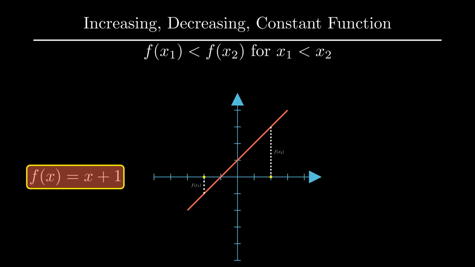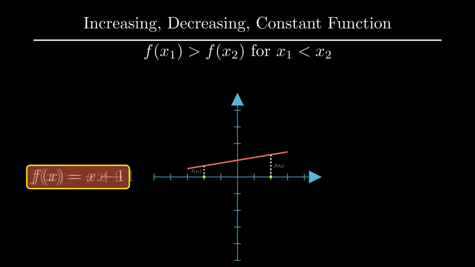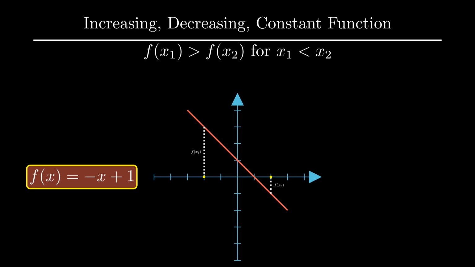A function is said to be decreasing if the value of the function at x1 is greater than the value of the function at x2 for all values of x1 less than x2. Here is an example of a decreasing function. The value of the function at any value of x is greater than the value of the function at any greater value of x. Also, the slope of the function is negative, which is another indicator that the function is decreasing.